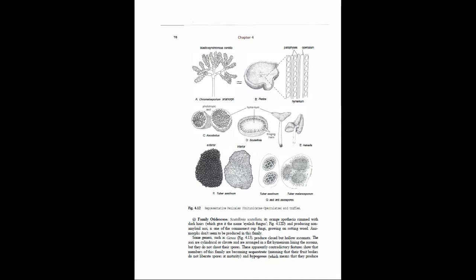C. Family Pyronemataceae. Scutellinia scutellata, its orange apothecia rimmed with dark hairs, which give it the name eyelash fungus, Fig 4.12d, and producing non-amyloid asci, is one of the commonest cup fungi, growing on rotting wood. Anamorphs don't seem to be produced in this family. Some genera, such as Genea, Fig 4.13, produce closed but hollow ascomata. The asci are cylindrical or clavate and are arranged in a flat hymenium lining the ascoma, but they do not shoot their spores. These apparently contradictory features show that members of this family are becoming sequestrate, meaning that their fruit bodies do not liberate spores at maturity, and hypogeous, which means that they produce.